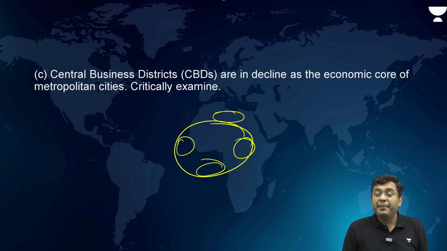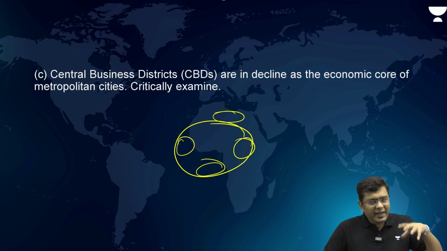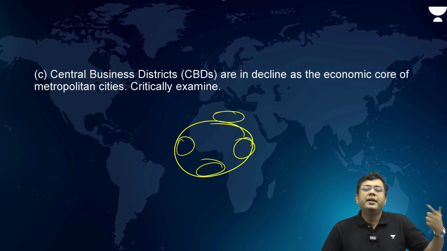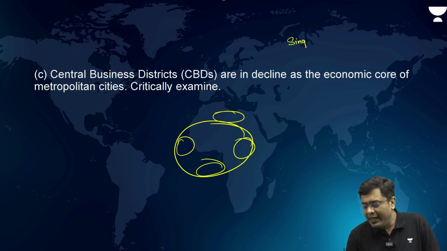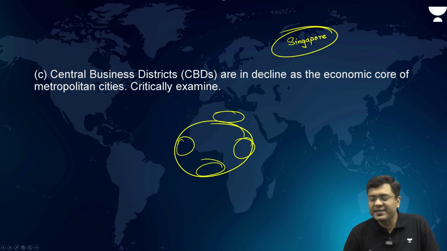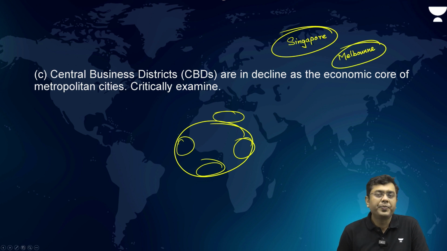Now critically examine. So in many of the metropolitan areas across the world, you still have the concept of CBD driving the development. And here you can take the case or example such as Singapore. Now in Singapore, you will have the concept of CBD which is still very prominent. You can take the cities such as Melbourne. Melbourne is again one of those cities where the CBD is very prominent, right?